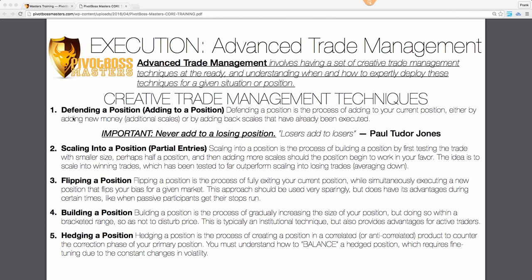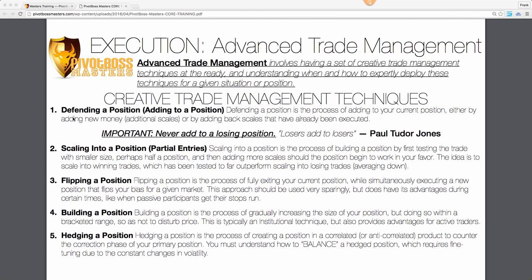Now, with regards to number two, scaling into a position, this is with regards to partial entries. So scaling into a position is the process of building a position by first testing the trade with smaller size. And once you do that and the position starts to pay for itself, and the position starts to work in your favor, then you add to that trade. For example, if you want to have a three-part trade, you might enter a unit at a time. Enter one unit right away, test the waters, it starts to work out, so you add a second unit. That one starts to work out, you add a third unit, and now you're in the full position with 3 units. Something like that is how you would scale into a position.